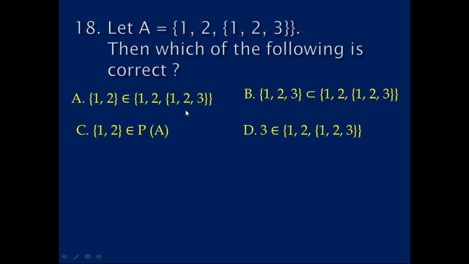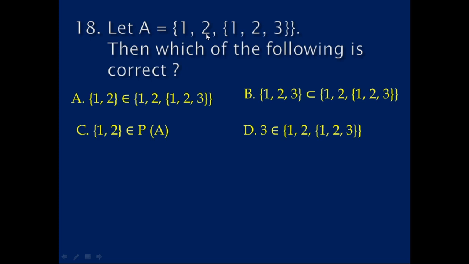Here, verifying. The option says set {1, 2} is an element of set A. Belongs to set A means is an element of set A. Here you know that A is a set containing only 3 elements. The first element is 1, the second element is 2, and the third element is the set {1, 2, 3}. Set {1, 2, 3} is an element of set A.